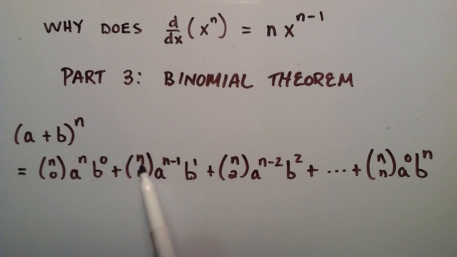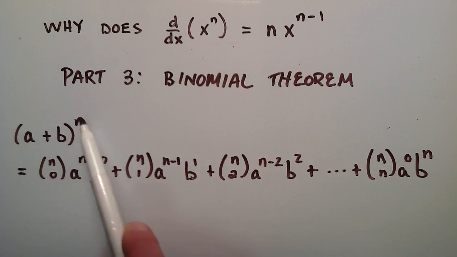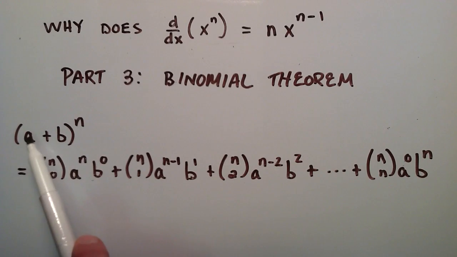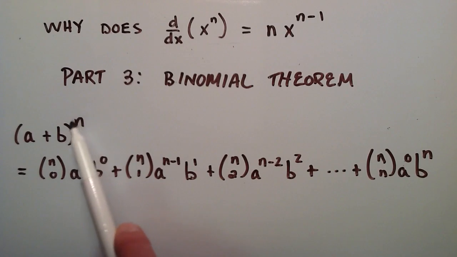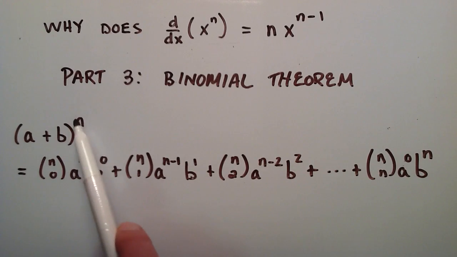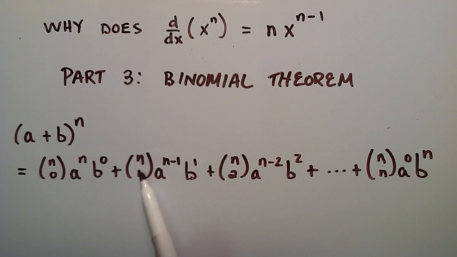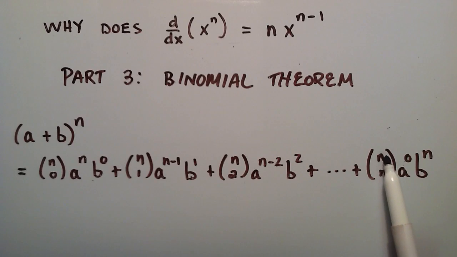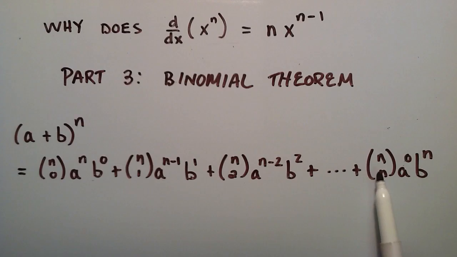The top number in this combination is going to be whatever power we were raising our a plus b to. For example, if we were raising this to the 5th power, then we would have the number 5 all the way across the top of these combinations. Now, the bottom number starts at 0 and goes up to whatever power we're raising it to for the very last term. So if n was 5, this would be 5 choose 0, 5 choose 1, 5 choose 2, 5 choose 3, 5 choose 4, all the way up to the last term where we would have 5 choose 5. That's the pattern of the coefficients.